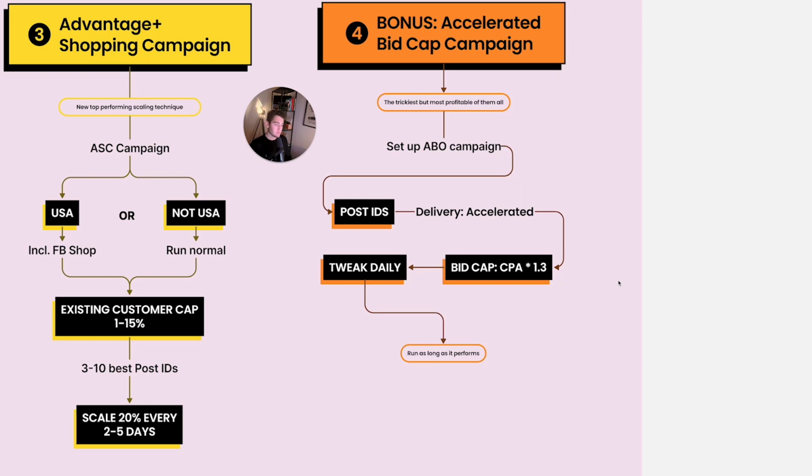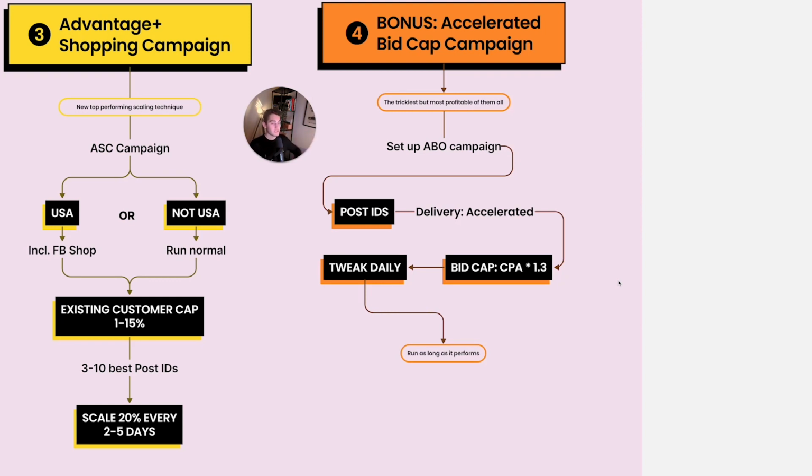So how do you set this up? You set up an ABO campaign, you create one ad set on broad usually, and make sure the attribution is a one-day click, otherwise it might go haywire. Then you import your best post IDs or your best creatives. You choose the delivery as accelerated, from standard to accelerated. And then I recommend that you try a bid cap of around 1.3 times what you have. For example, let's say your target CPA and your current CPA in the account is $30. Then you could set it to 39, 40, anything like that, and see what it does.